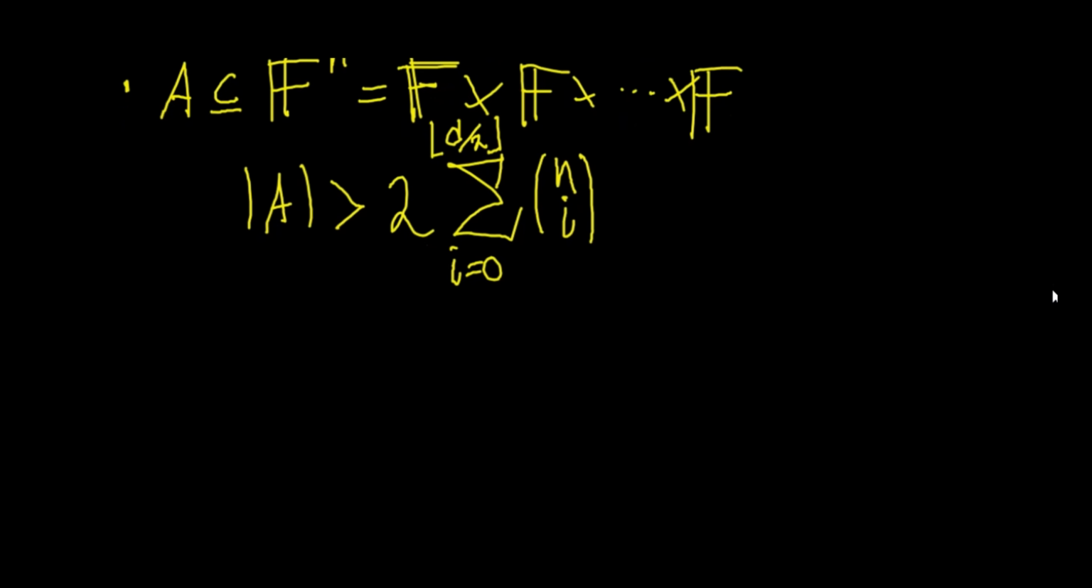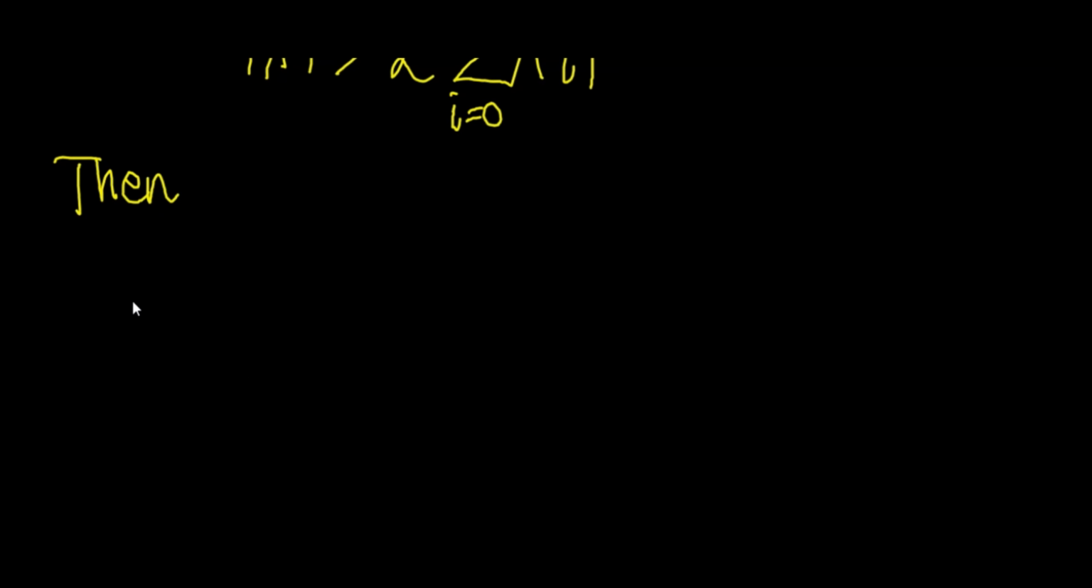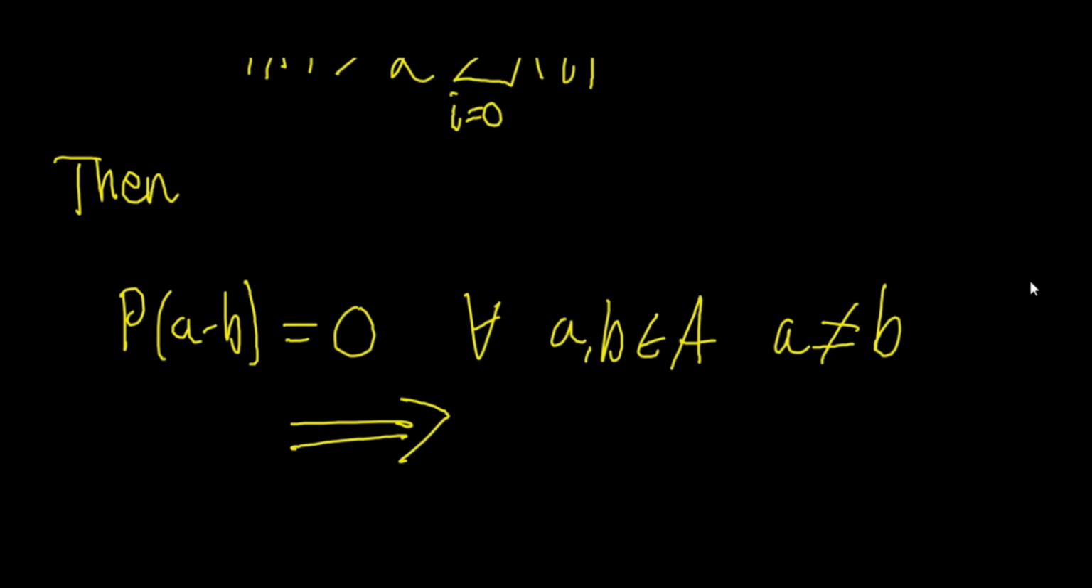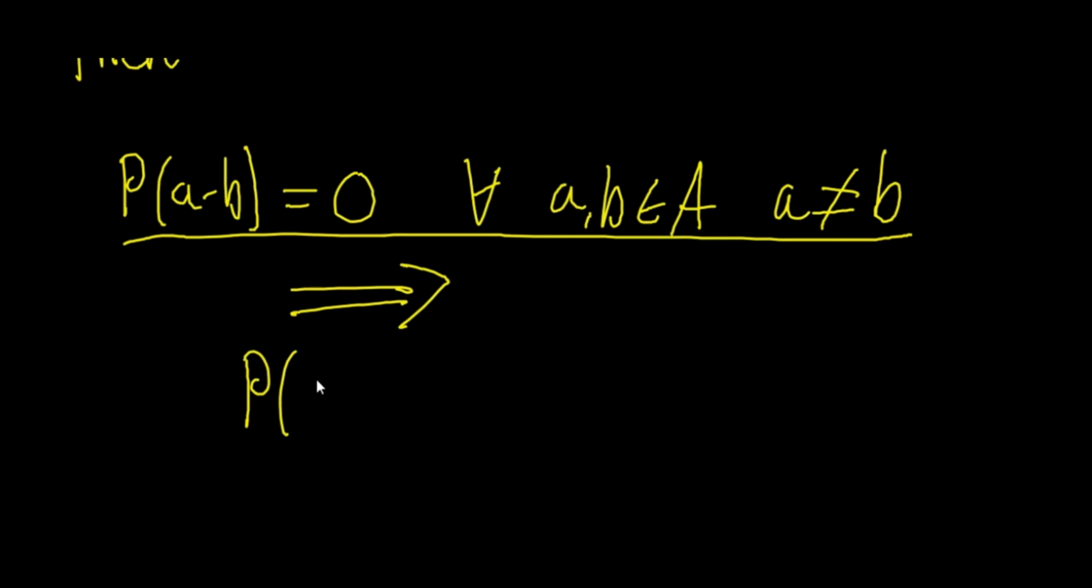So suppose all of these conditions hold, then we can say the following. So then the following implication holds. P of a minus b equaling 0 for all a, b in A, with a not equal to b, this condition right here implies that P of 0 is equal to 0.